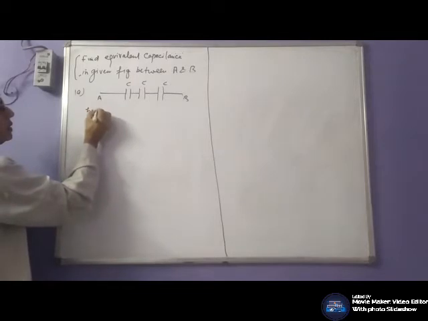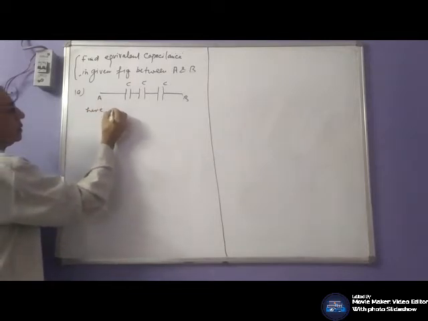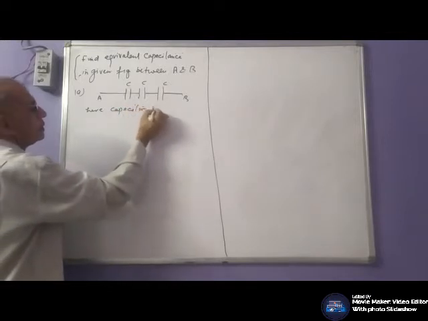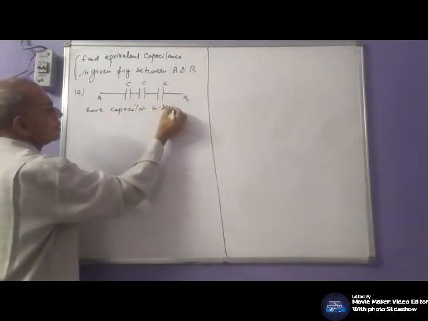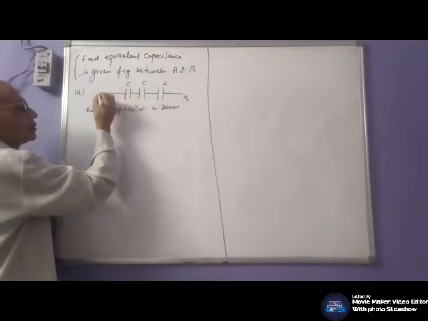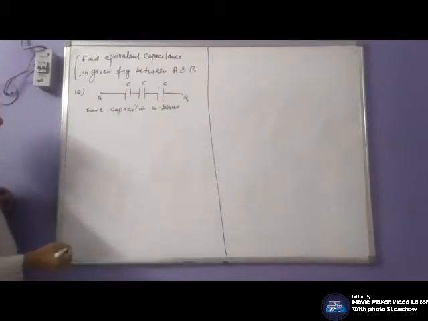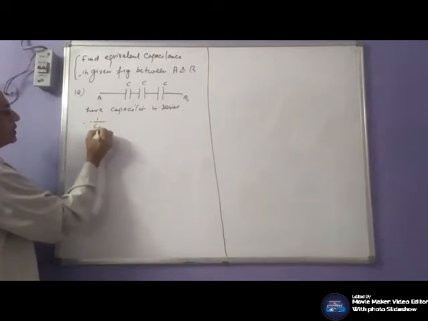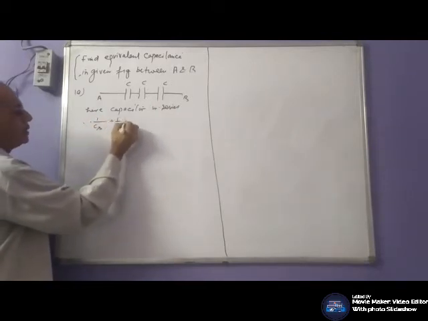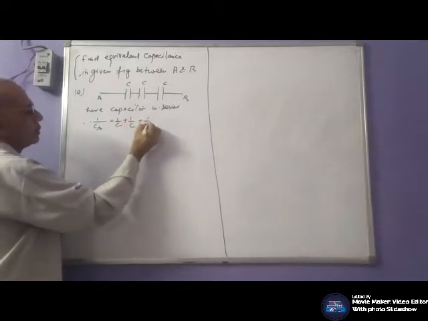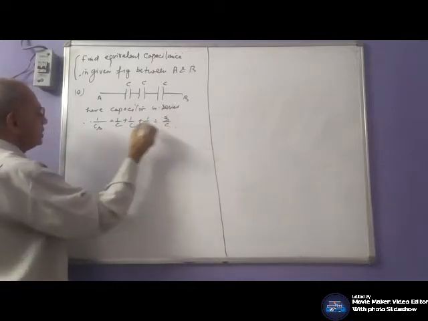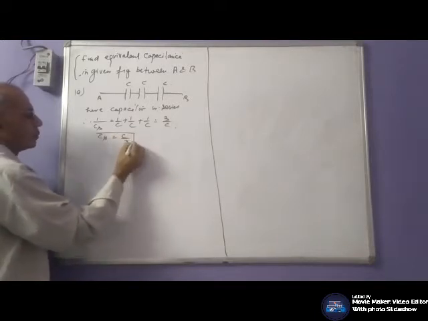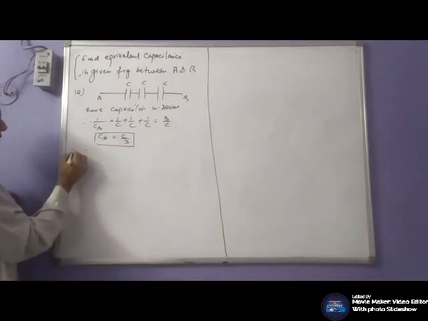Here capacitors are in series, as there is a single path for charge between these points. Therefore, 1 by Cs equals 1 by C plus 1 by C plus 1 by C, it is 3 by C, or Cs is C by 3.